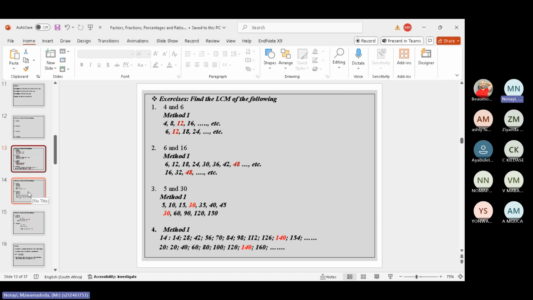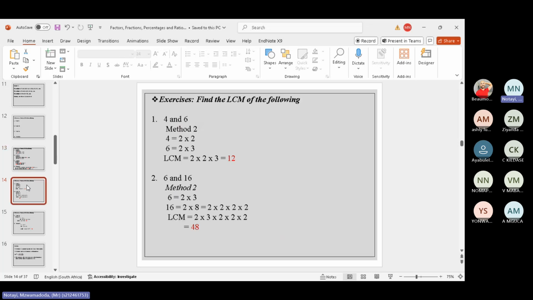Okay, let's look at how you go about using the other method. Okay, 4 and 6. Number 1, list the prime factors of 4 as 2 times 2. And then the prime factors of 6 will be 2 times 3. And then the LCM will be 2 times 2. That is those of 4.